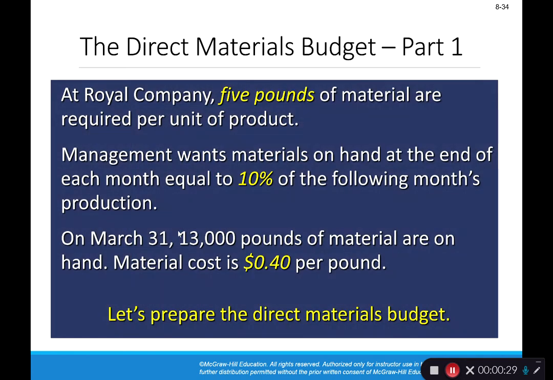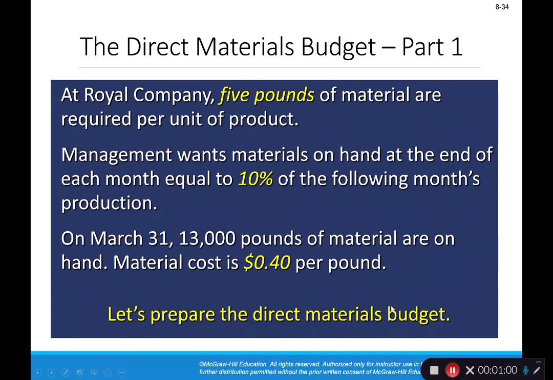In order to do this, we need more assumptions. Our assumption is that 5 pounds of material are required per unit, and management wants materials on hand at the end of each month to equal 10% of the following month's production. Again, that's our buffer in case we're off in our sales budget, which is the driving force for all the budgets. We want this wiggle room so we don't run out of supplies. And then it tells us at the end of March, we had 13,000 pounds of material on hand and that the material costs 40 cents a pound.